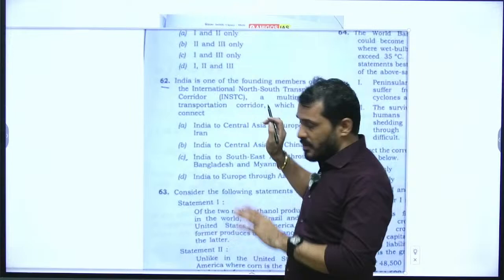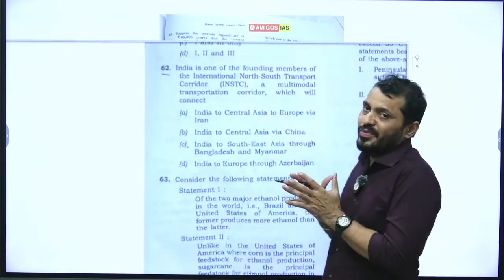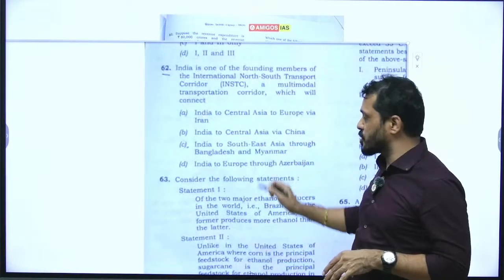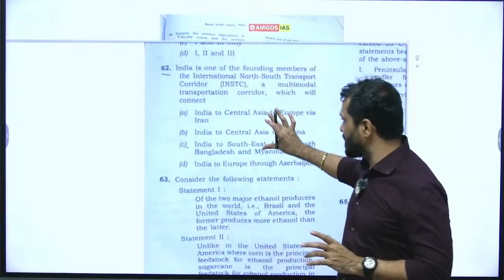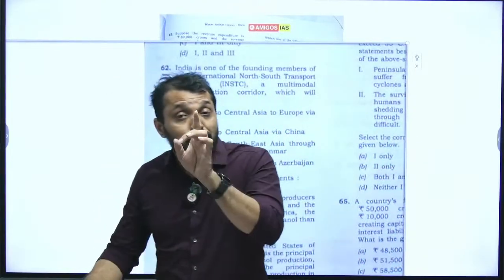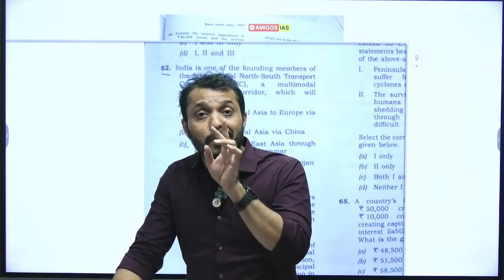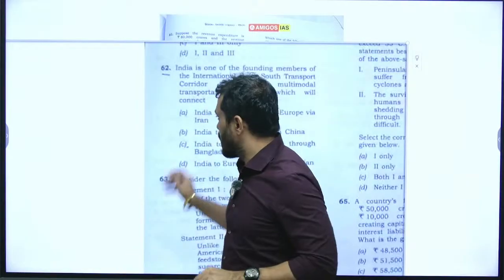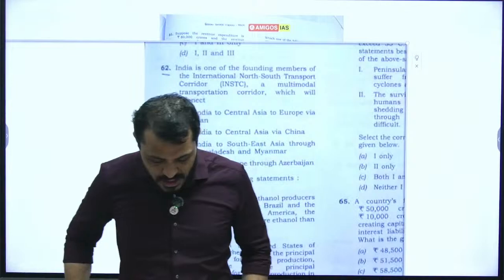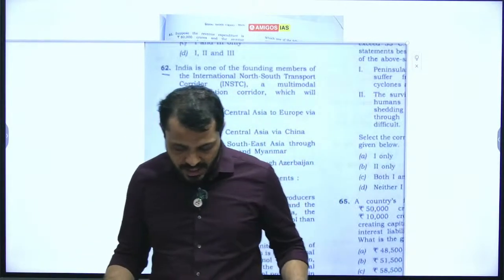Okay. Now, with respect to that, we also discussed the International North-South Transport Corridor. First, which option can we eliminate? Number one, China will not be there. Forget about China and Southeast Asia; we can eliminate those. Just now I mentioned Iran. This corridor goes to Iran. As a part of this corridor, India, Iran, and Afghanistan built Chabahar port, which is going to play a crucial role. So the answer to question number 62 is option A: India to Central Asia to Europe via Iran.